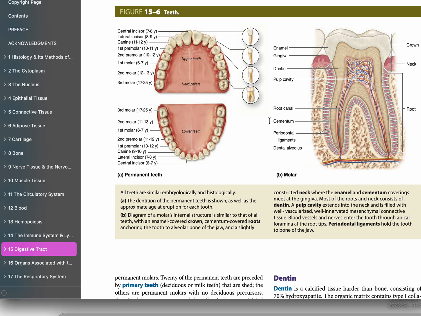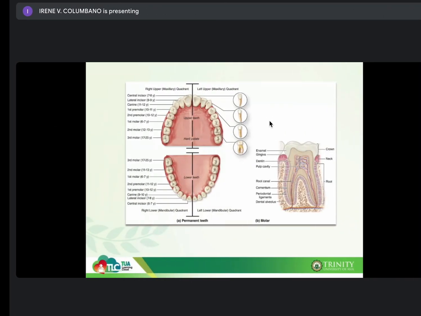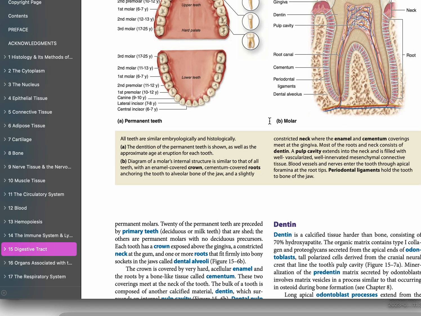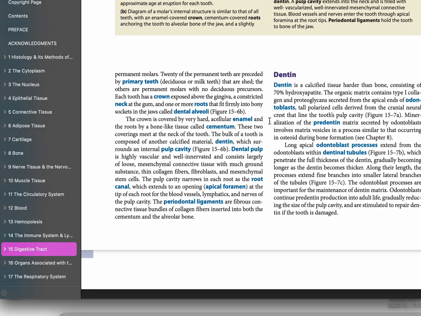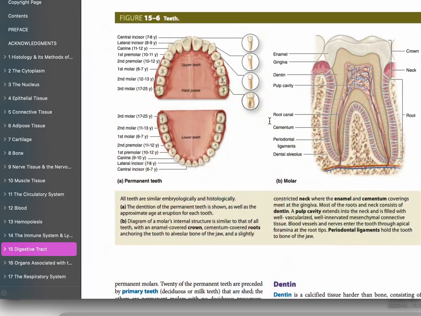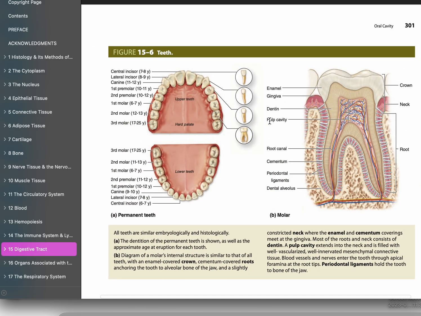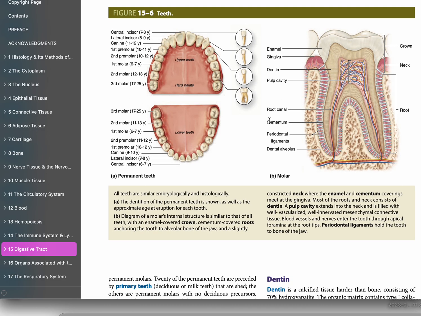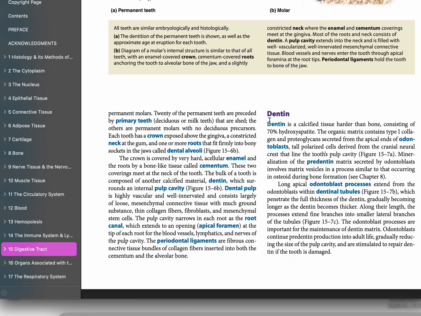Okay? And the hardest structure of the body is the enamel. 96% of it is made up of calcium hydroxyapatite. It is secreted by ameloblast. It is a columnar cell but does not persist in mature tooth. Saan ba galing to ameloblast? It is derived from ectodermal lining of the embryonic oral cavity.